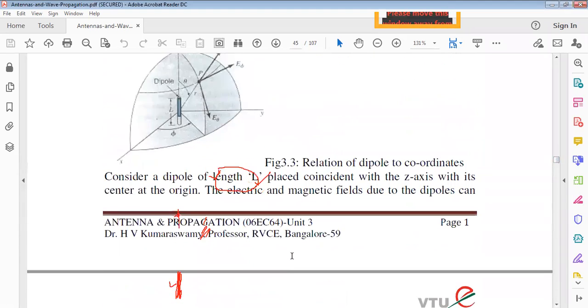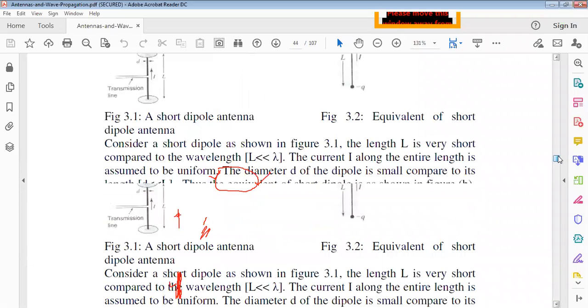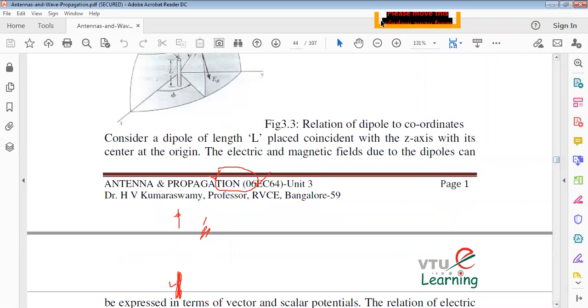And here the assumption, which is purely an assumption, is to consider a dipole of length L placed coincident with the Z axis. The dipole is located in the direction of Z. And why not locate the dipole like this?